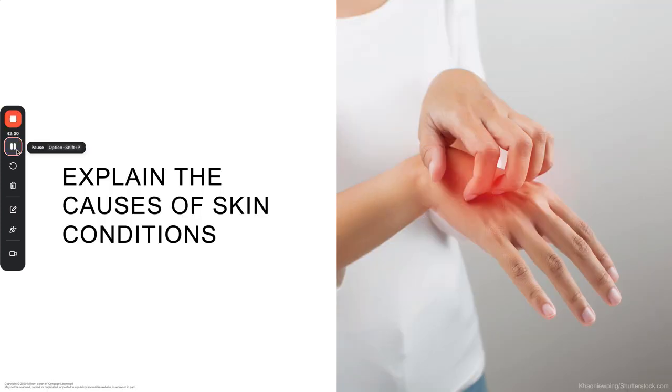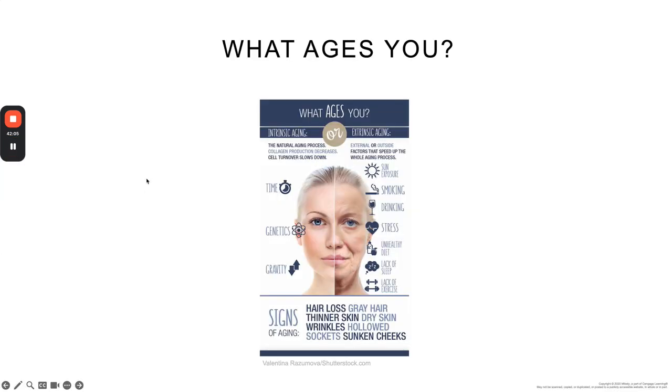All right, so up next we have objective number 8, explain the causes of skin conditions. Understanding what can affect the skin will determine why a client may be experiencing problems and how to improve or correct the condition. Estheticians must evaluate multiple causes, both external and internal.